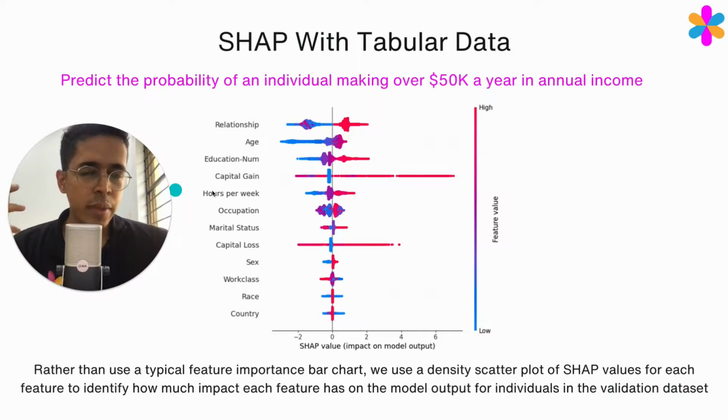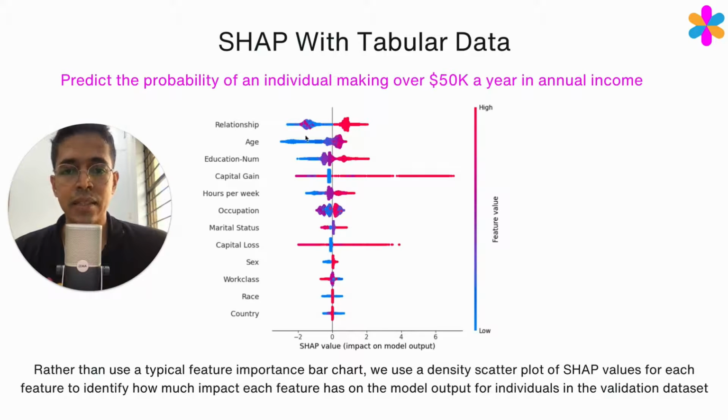And SHAP can also be applied for tabular data. In this case, we are predicting the probability for an individual making over $50,000 a year based on a few different parameters. And what this bar plot shows is, for a global set of data points, how much each of the parameters influenced in making a prediction positively towards, yes, this person makes greater than $50K. So let's look at each of these.